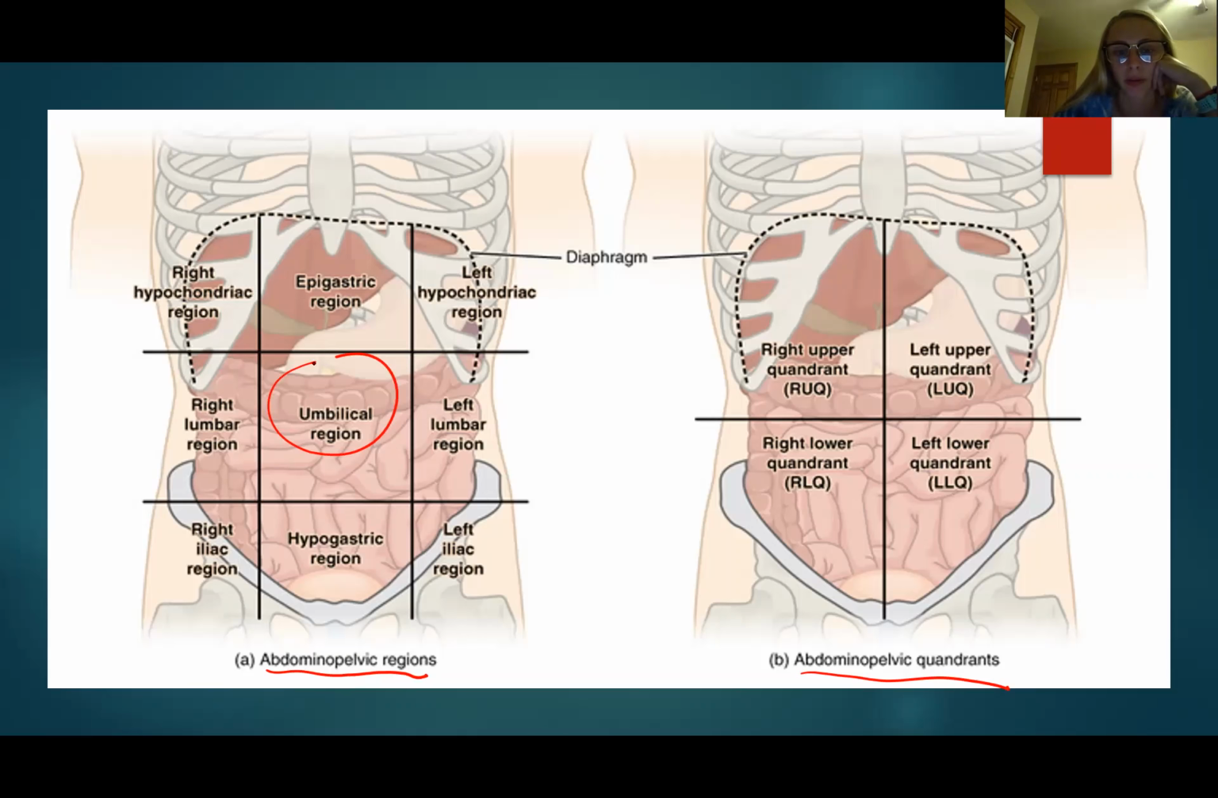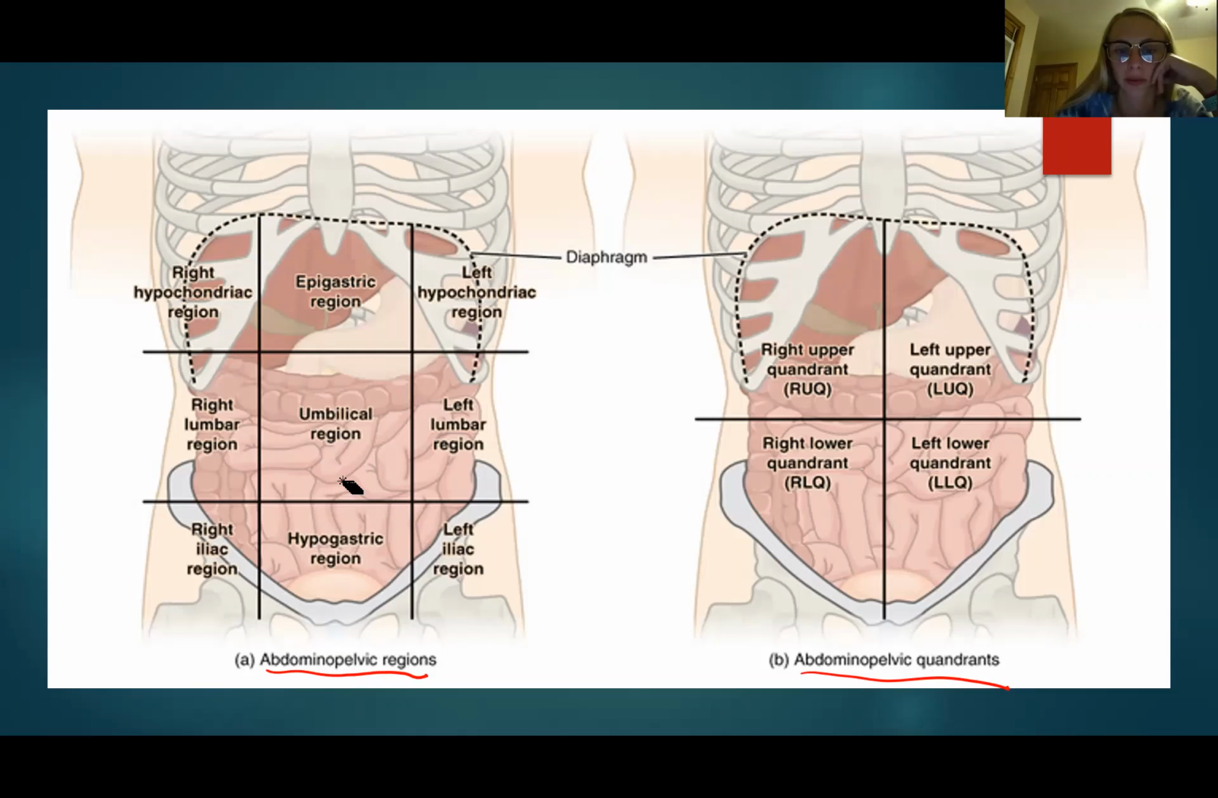Where does the baby have an umbilical cord? Where is your belly button at? Right around that region. Now your duodenum, your small intestine, and parts of your transverse colon, or your large intestine, are all found in that umbilical region. So a lot of your digestive system is found in your umbilical region.